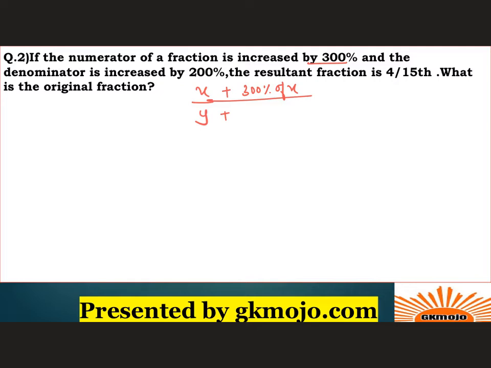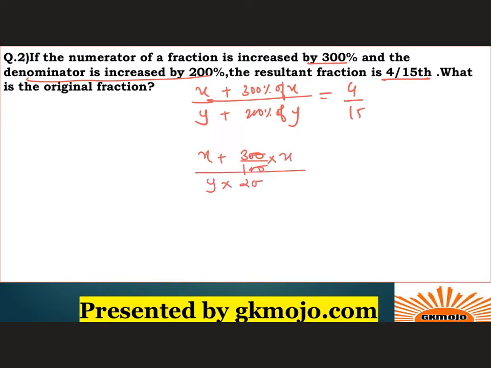Similarly, 200% of y plus y, because the denominator is increased by 200%. And this is equal to 4 by 15 because it has been given that the resultant fraction is 4 by 15. Correct? Now solve this. So what do you get after solving? This would basically be x plus 300 by 100 into x, upon y plus 200 by 100 into y. Again, 0 0 gets cancelled, is equal to 4 by 15.